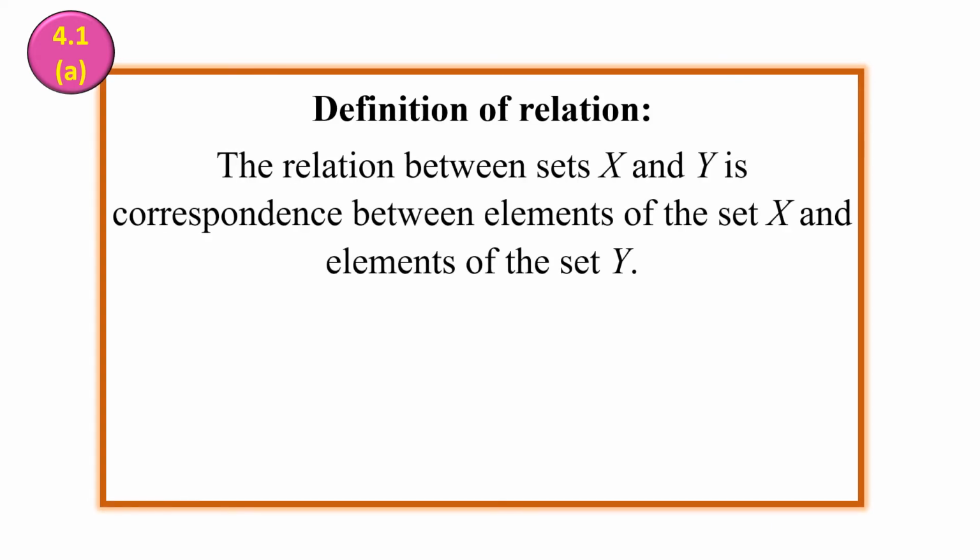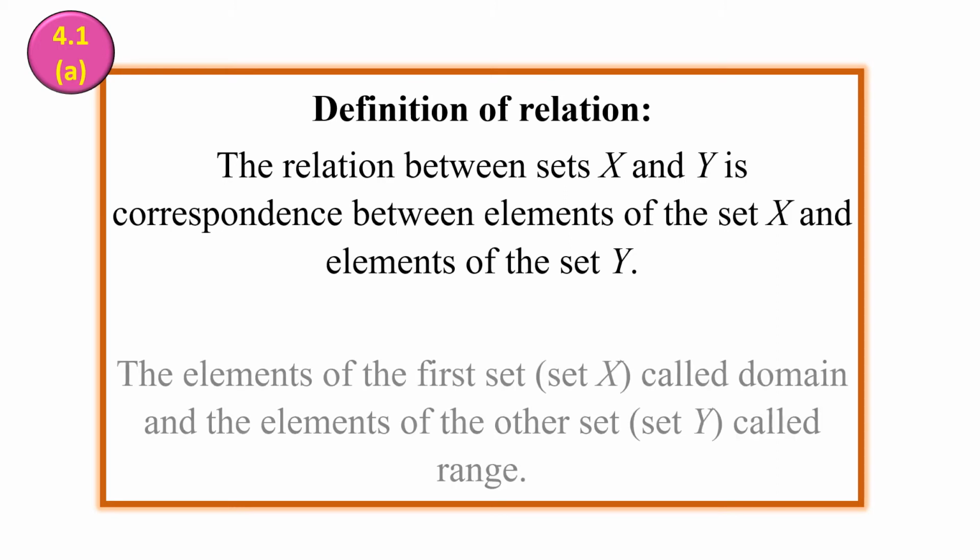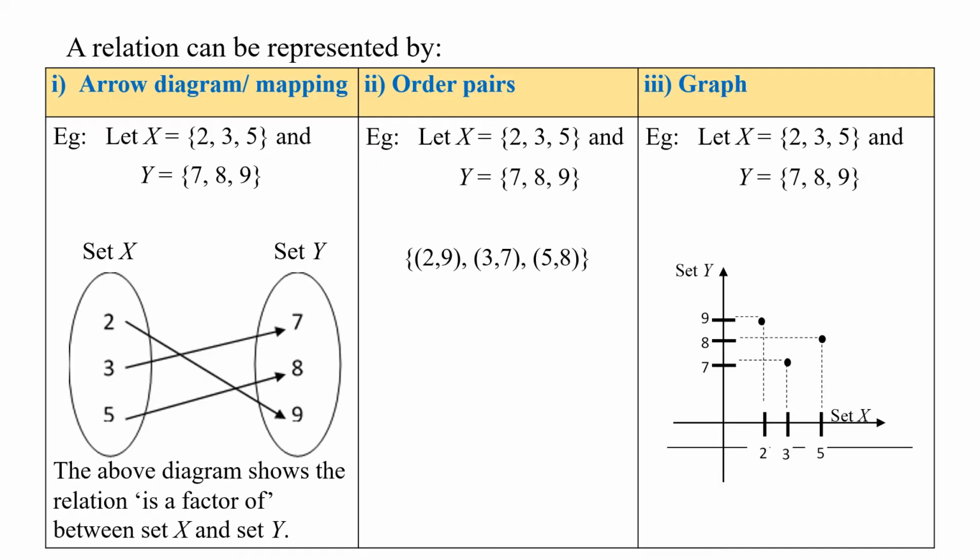The relation between sets x and y is correspondence between elements of the set x and elements of set y. So the elements of the first set, set x, is called domain, and the elements of the other set, set y, is called range. The relation can be represented by three forms, which are arrow diagram, mapping, ordered pairs, and also graph. So let's look at the first example here.